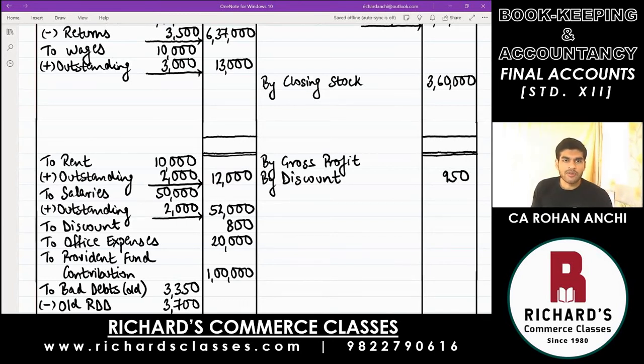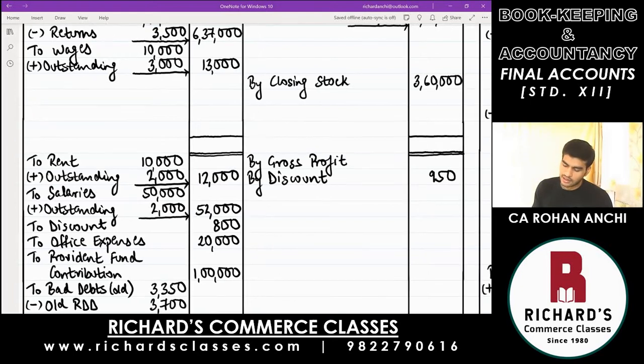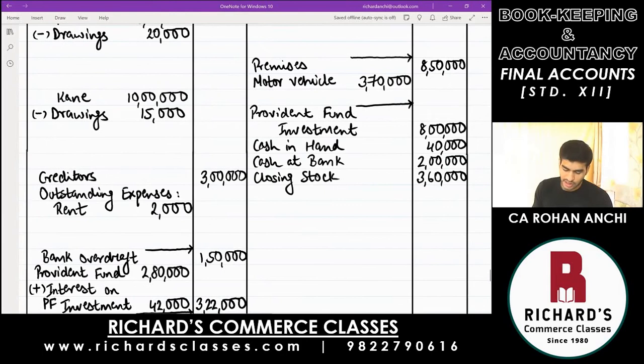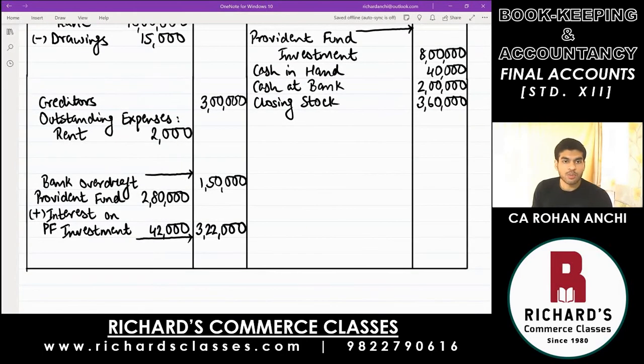Now, the second effect of outstanding, that is a liability. We have already written outstanding expenses. The first one was rent. Now below that, two more items. First is wages, that was 3,000. And then you have salaries, 2,000. Add up and tell me total outstanding expenses in the outer column. 7,000.